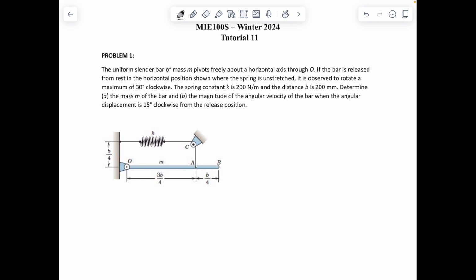We need to determine the mass m of the bar as well as the magnitude of angular velocity of the bar when the angular displacement is 15 degrees clockwise from the released position.